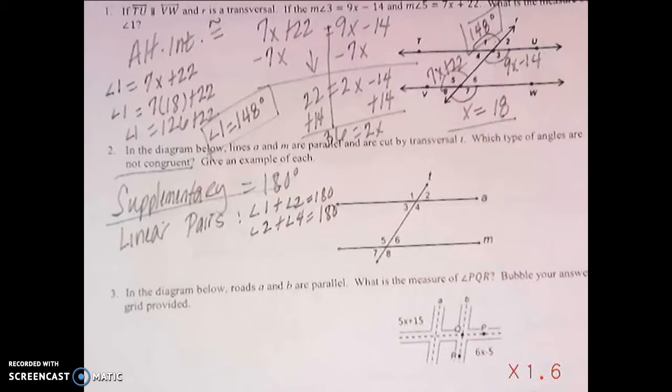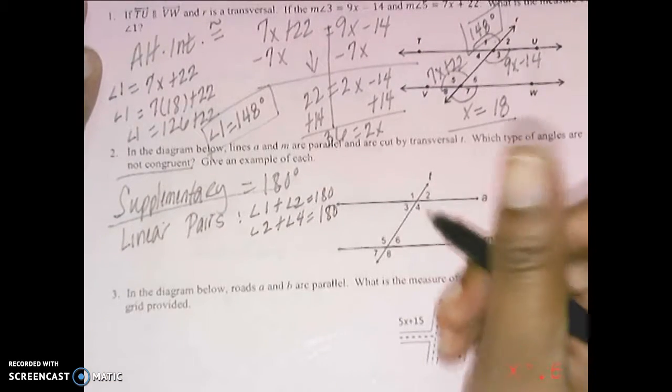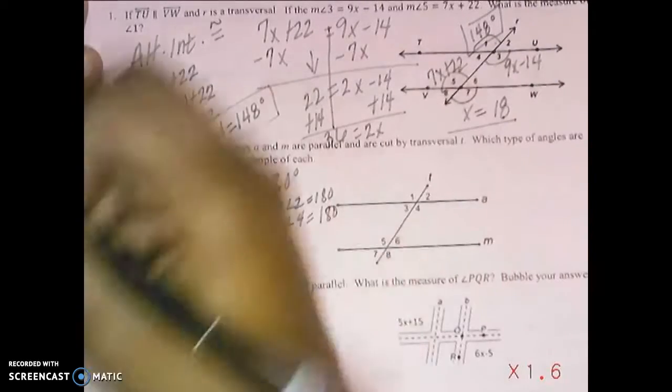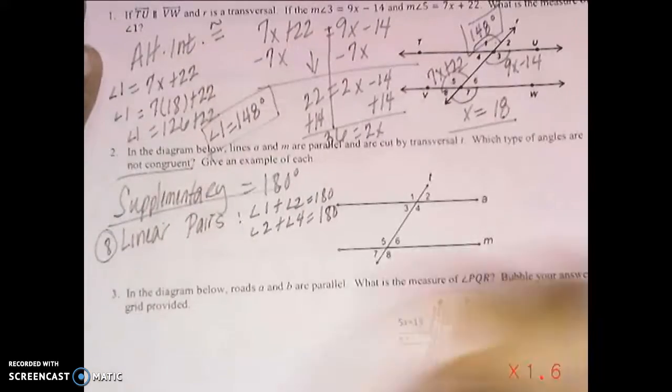And then there's more. There's about 1, 2, 3, 4, 5, 6, 7, 8. There's 8 pairs of linear angles. I'm not going to write them all because the video will be too long.